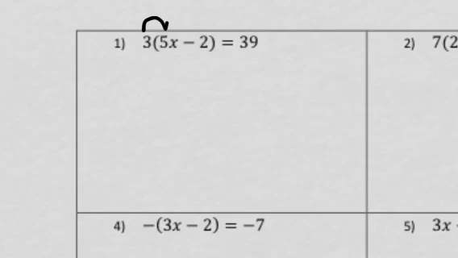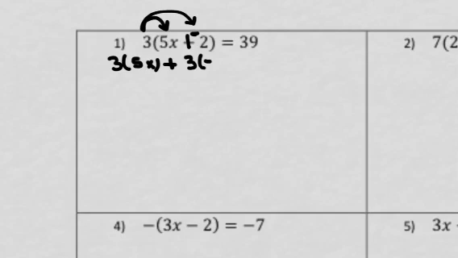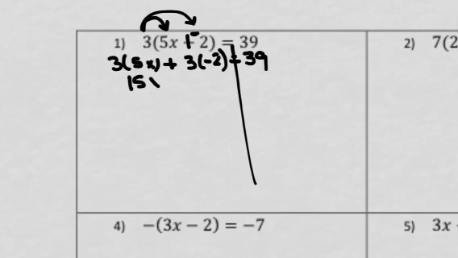We're going to do 3 times 5x, and I'm going to change this minus to be plus a negative. And I'm going to plus 3 times negative 2, equals 39. So now I'm going to draw my line, and I'm going to simplify that left-hand side. So we get 15x plus negative 6 is equal to 39. And now it's just like we've done in the past. So I'm going to add the opposite of negative 6, so that's plus 6 to both sides.